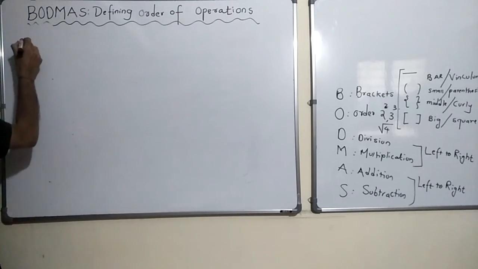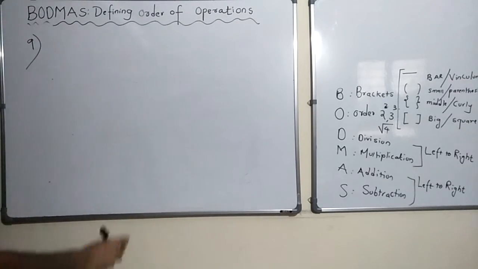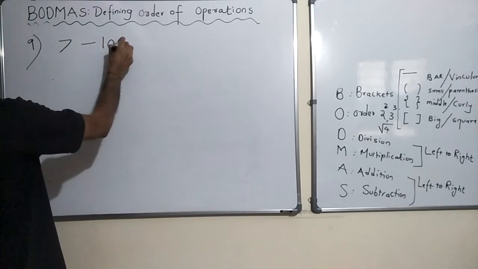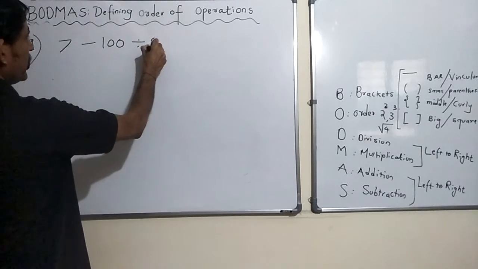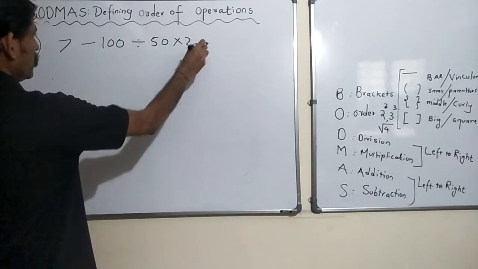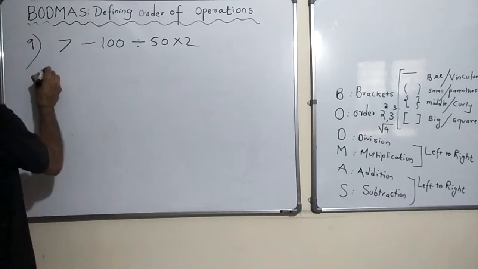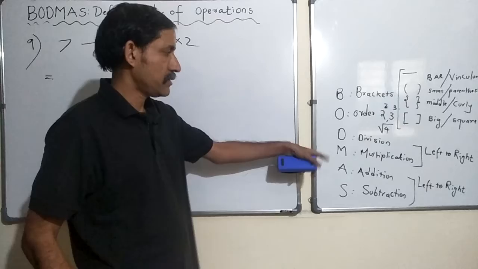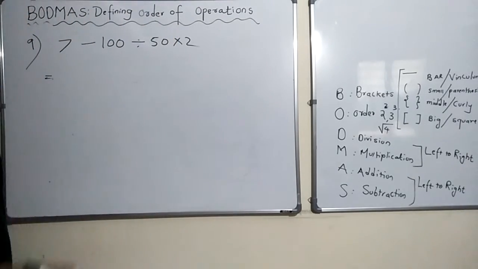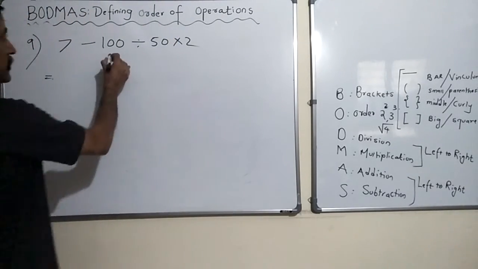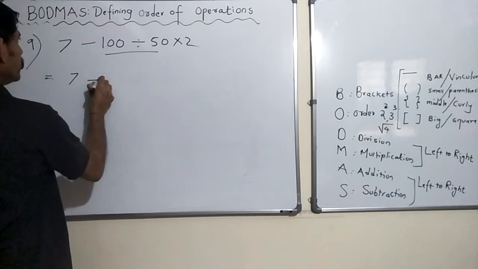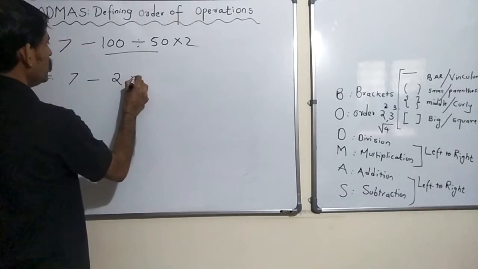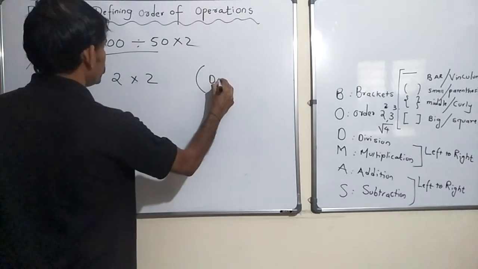Great. So 7 minus 100 divided by 50 into 2. Okay. So in this case, any bracket? No bracket. Order? There is no order. Division or multiplication? Same priority, left to right. So this is on the left side. So I just continue with 100 divided by 50, which is what? 2 into 2. Correct? So I did division first.